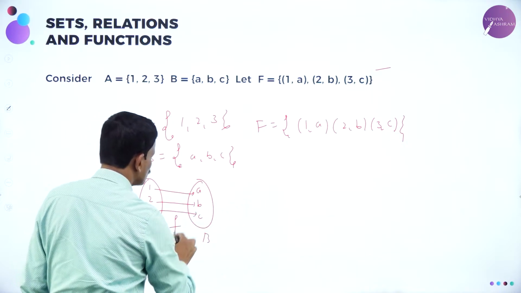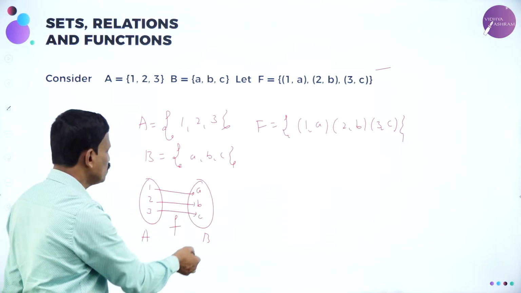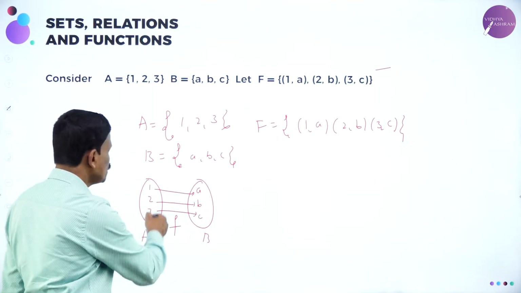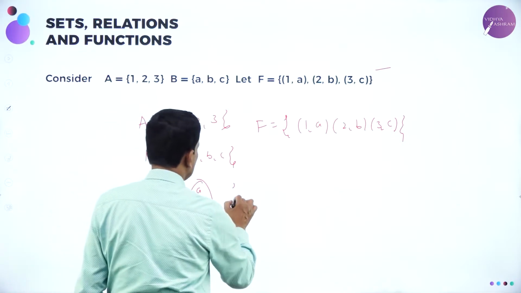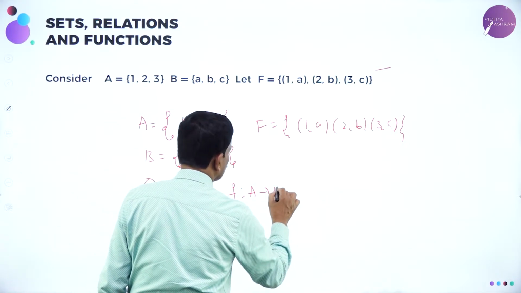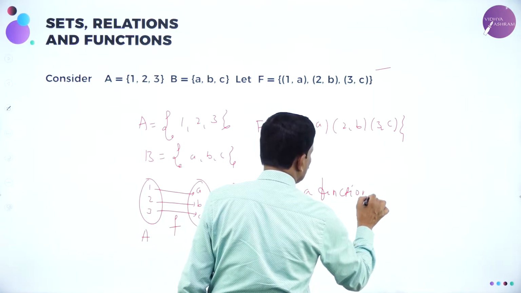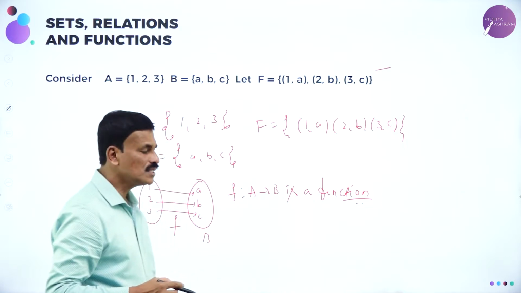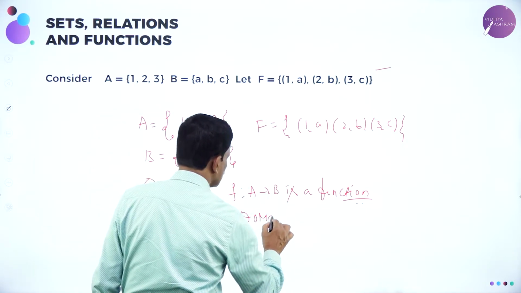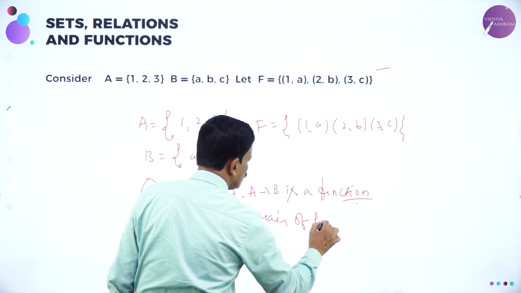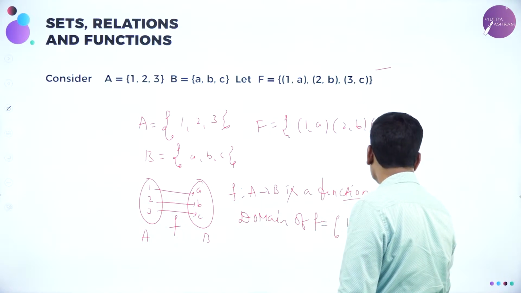Again 3 to c. So here all the elements of A have a unique association with the elements of the set B, and no element of A is used more than one time. So therefore f from A to B is a function. Therefore f from A to B is called a function. The set of all first elements is the domain of this function. The domain of the function f is equal to the set of all first elements, that is 1, 2 and 3.